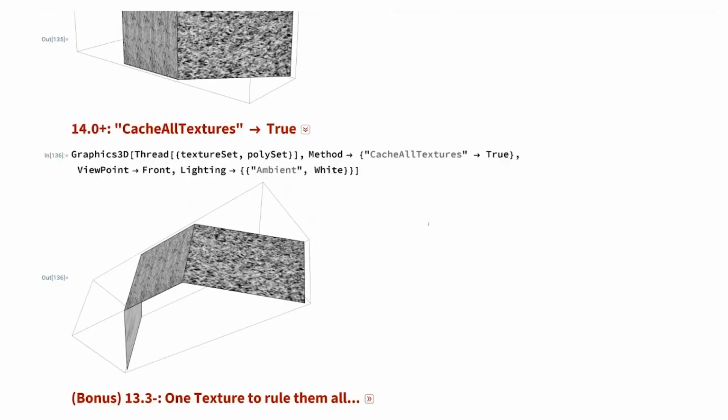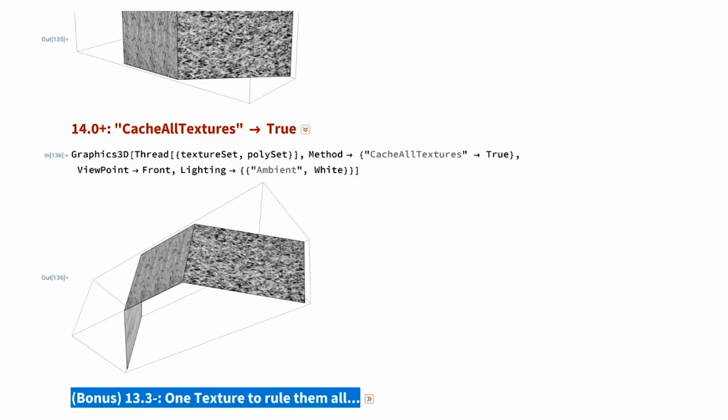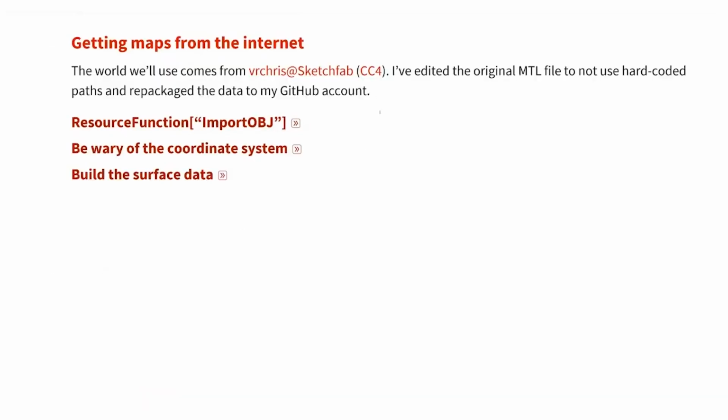So if you're in 13.3 or older, there is still a way to do this. You basically have to merge all your textures together and then cookie cut out each individual thing, which I did before I just asked my colleagues for help. And so you can do this. I have the code here in this bonus section, so you could potentially even do what I'm doing prior to 14. I'm running a version of 14 right now.